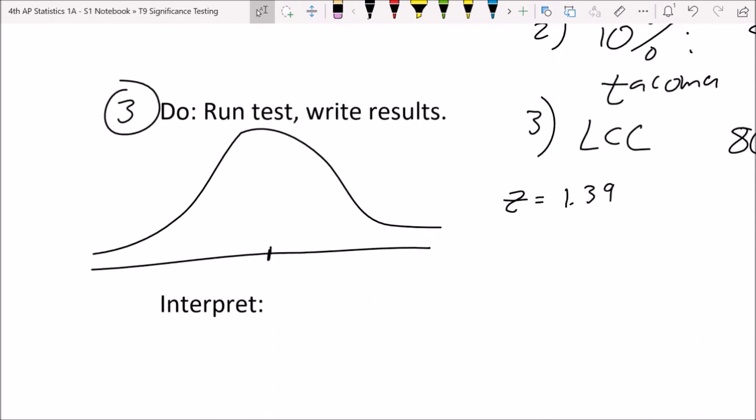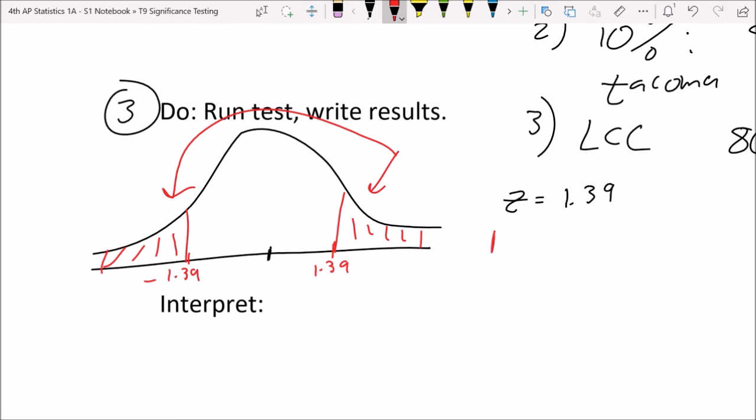It was a not equal to, so it's not just going left, it's not just going right. So what's happening here now is we have 1.39 over here and a 1.39 over here. Excuse me, negative. And then we have both of these areas. And so, what would that be? That would be our total p-value, and our p-value was 0.164.